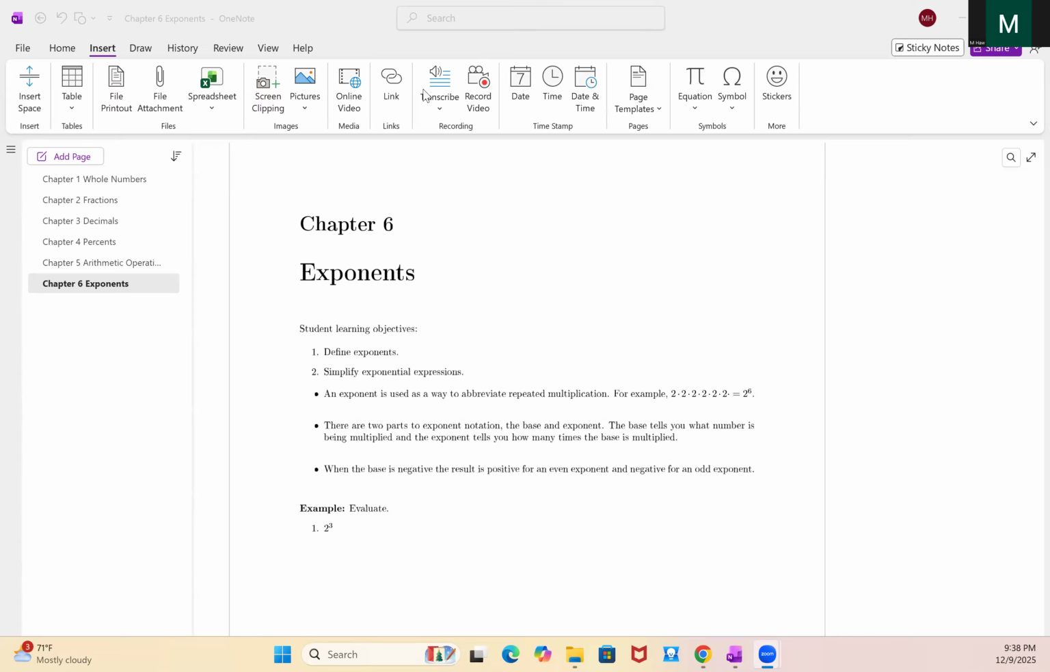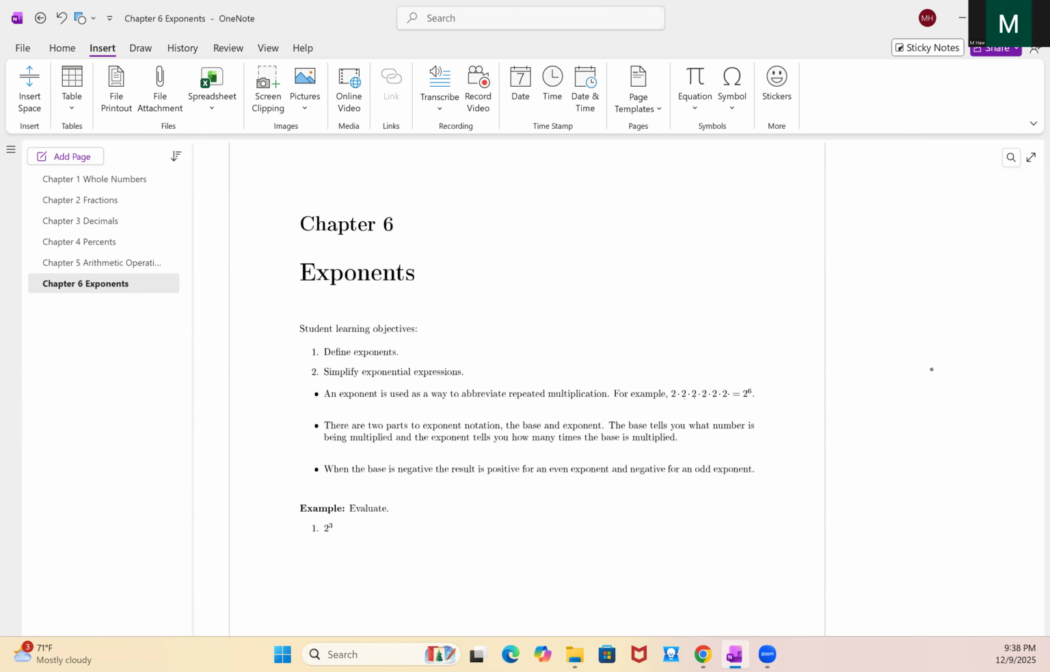Chapter 6, Exponents. Student learning objectives are to define exponents and simplify exponential expressions. An exponent is used as a way to abbreviate repeated multiplication. For example, we multiply 2 times 2 times 2 times 2 times 2 times 2. So 2 occurs as a factor 6 times.